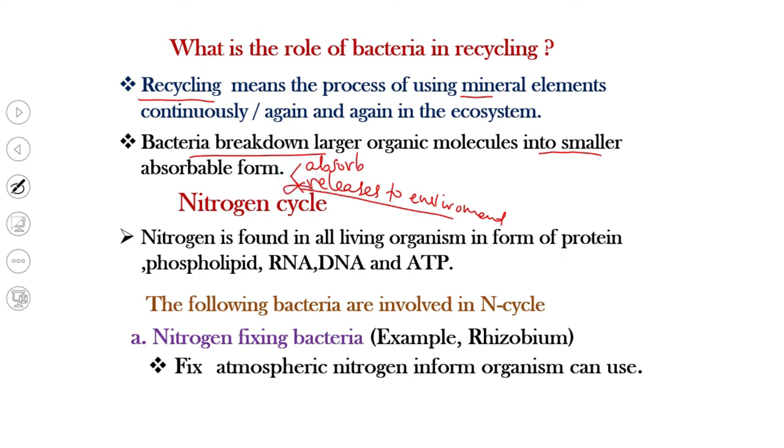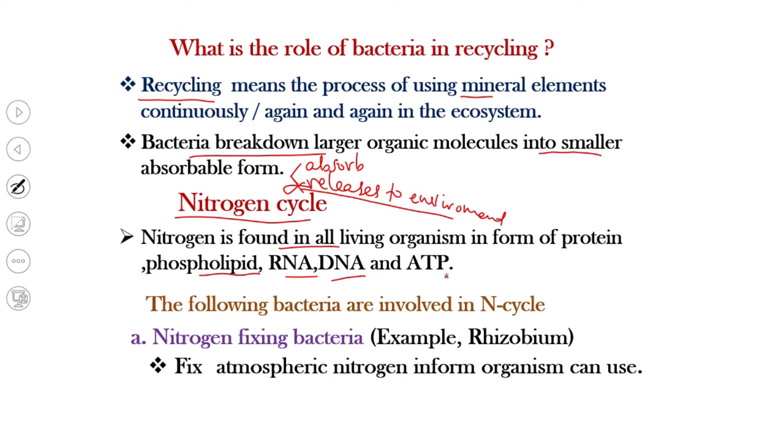Bacteria take part very importantly in the nitrogen cycle. Nitrogen is a very important mineral element. All living organisms contain nitrogen in the form of protein, and in the form of phospholipid, which is very important in the makeup of the cell membrane, and in the form of nucleotides that make RNA, DNA, and ATP.